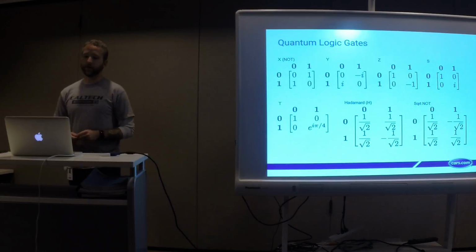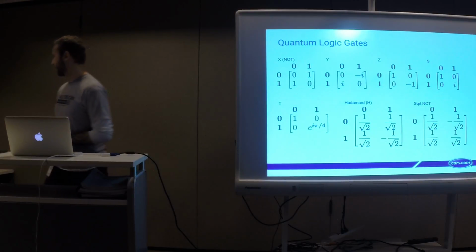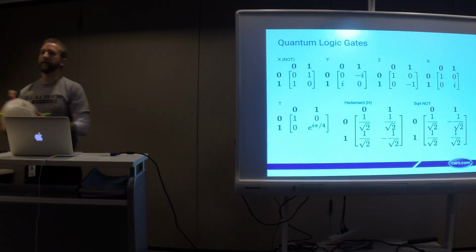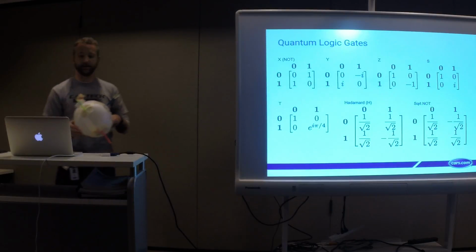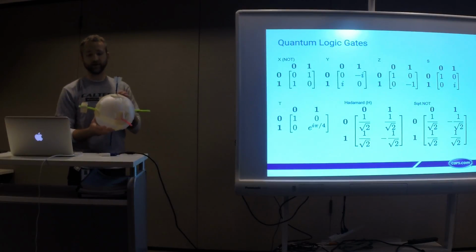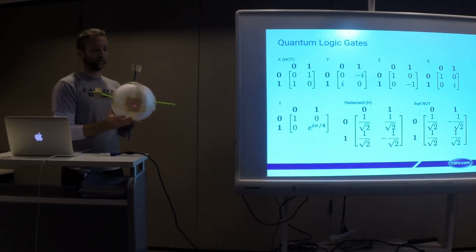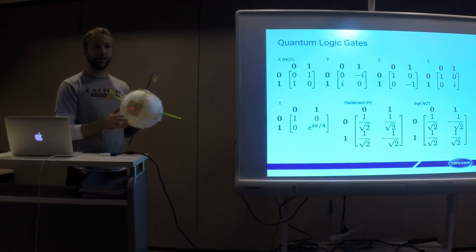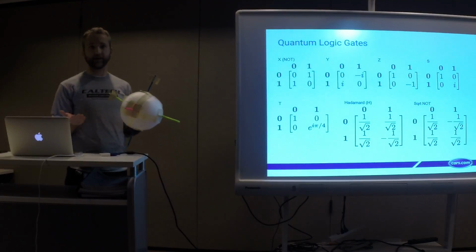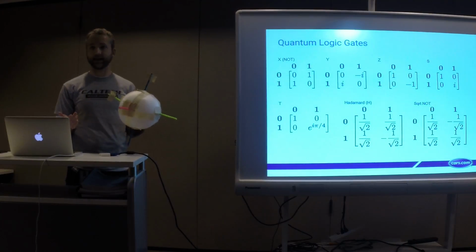Quantum logic gates. So let's look at the Bloch sphere again, because this will be helpful in seeing what these transformations are doing on our individual qubit. So we've got the X. Now, that's exactly the same as the classical NOT. It's taking a 0 and making it a 1.